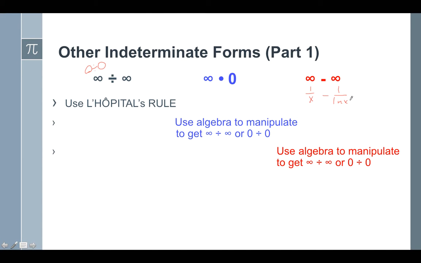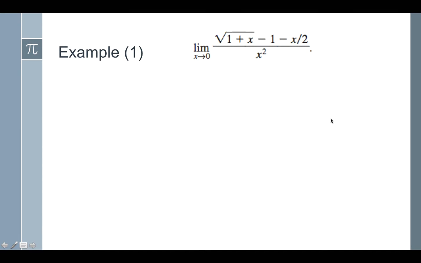And what we need to do is combine these two fractions with a little bit of algebra to make it a ratio, so then we can get these indeterminate forms, so then we can find the derivatives. All right, so in order to use L'Hopital's rule, you need f of x over g of x. So let's look at some examples.